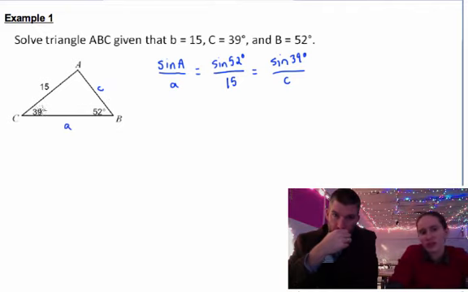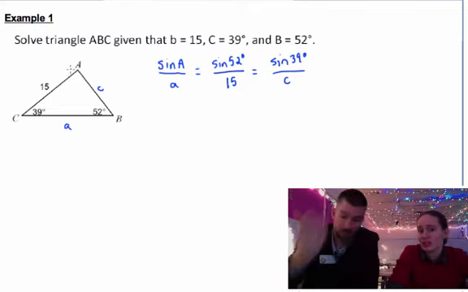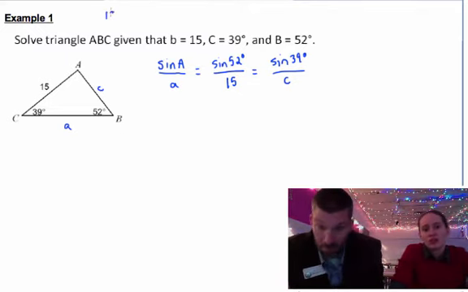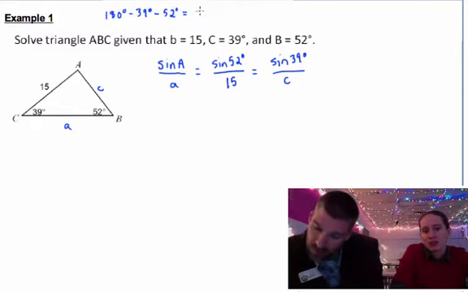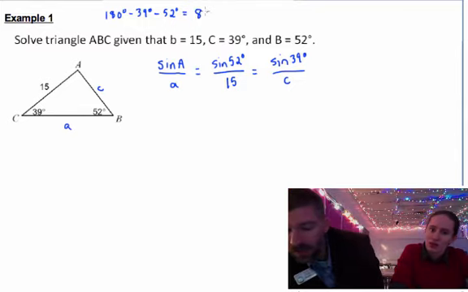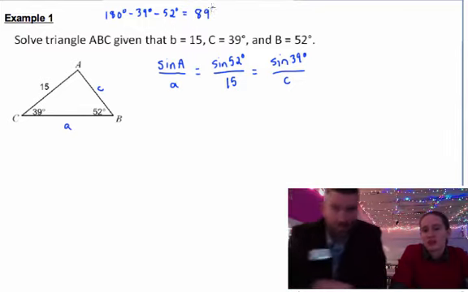Use a fancy old thing: 39 degrees plus 52 degrees plus angle A has to add up to 180. I'll just punch it in. 180 minus 39 minus 52, carry the 7, multiply by 36, 89. He was kidding about those last couple of steps.